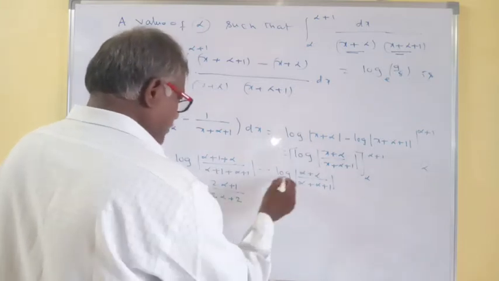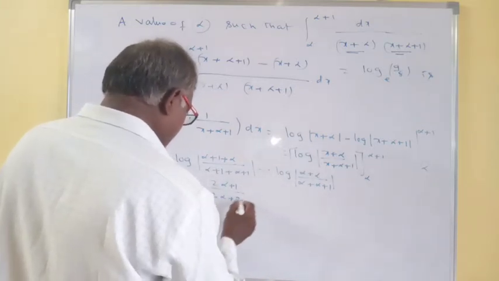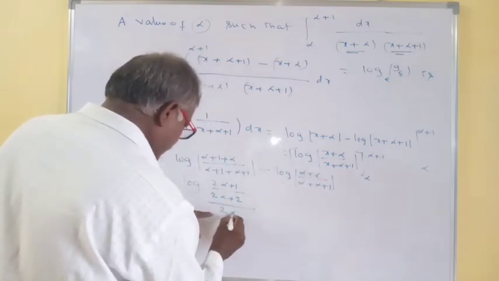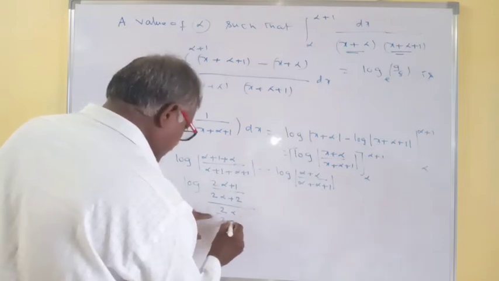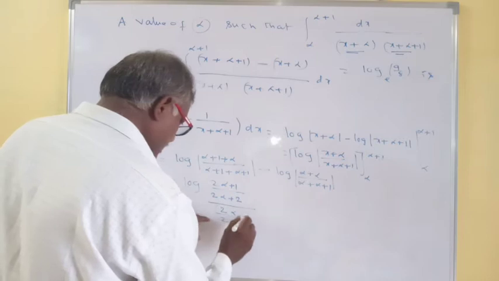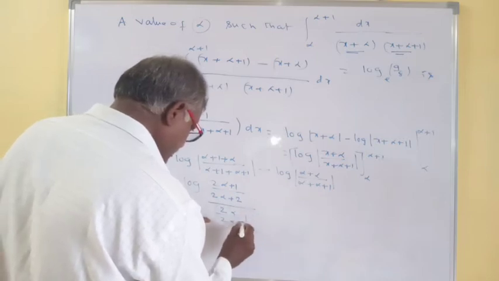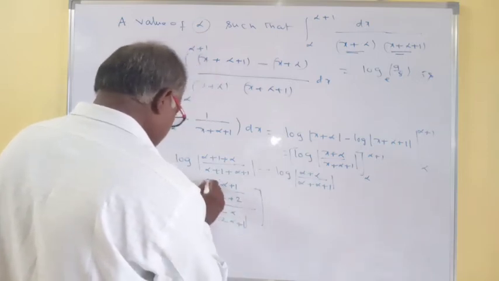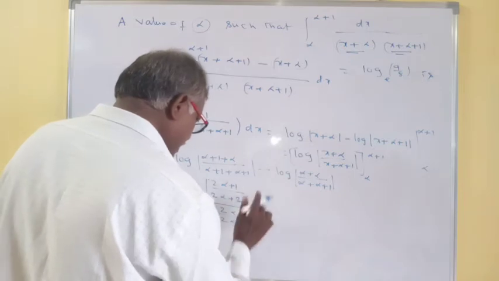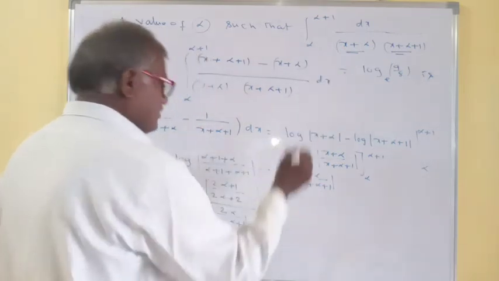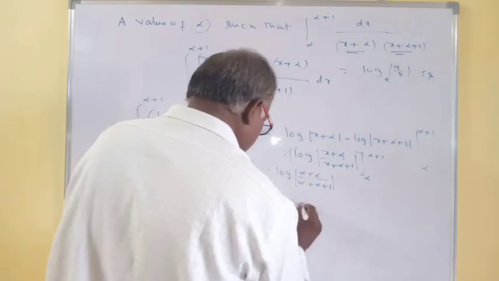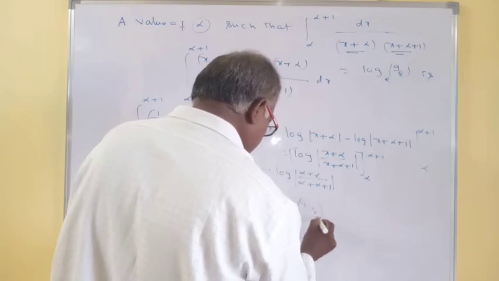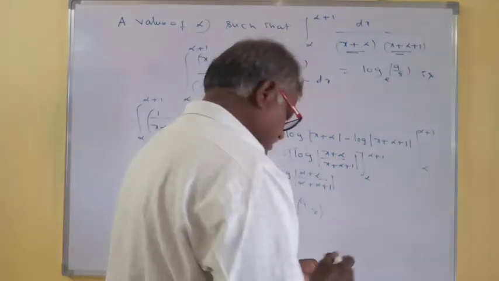Log m minus log n, that means log m by n. That means alpha plus alpha, 2 alpha by 2 alpha plus 1. Now this whole value becomes log of 9 by 8 to the base e. So just equate these two.